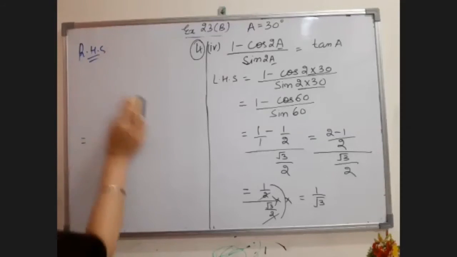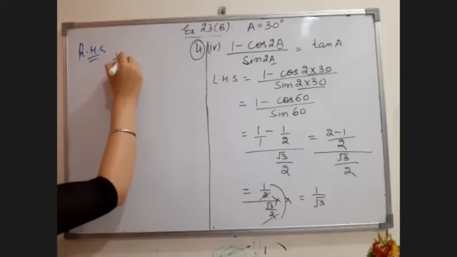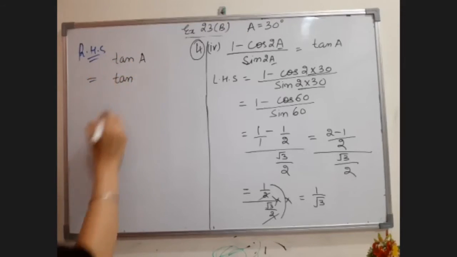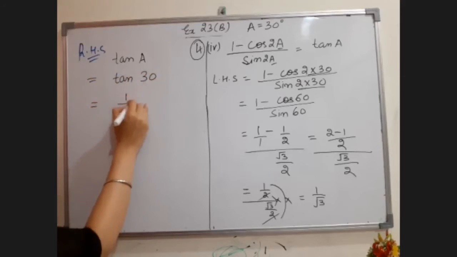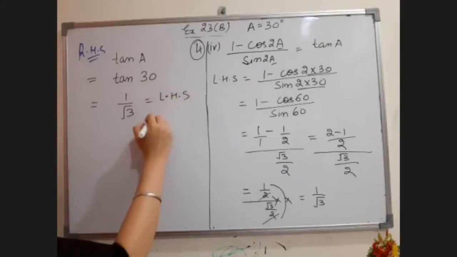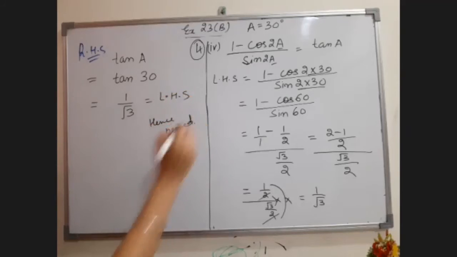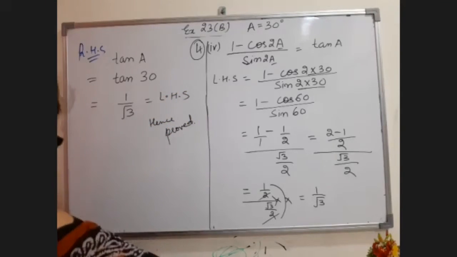Right hand side is tan A. So that means what should I write? Tan 30. What is its value? 1 by root 3, ma'am. Which is equal to the left hand side, and you can say hence proved. So any doubt till here? No.